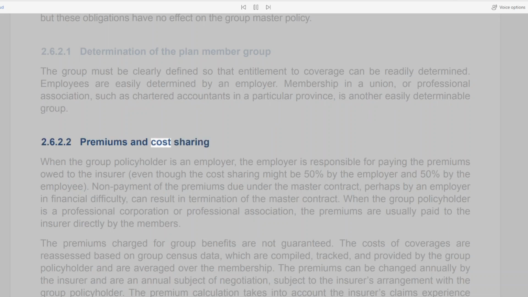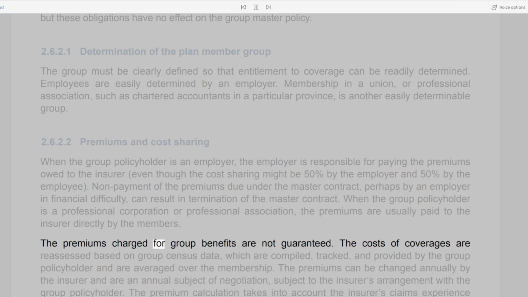2.6.2.2 Premiums and cost sharing. When the group policyholder is an employer, the employer is responsible for paying the premiums owed to the insurer, even though the cost sharing might be 50% by the employer and 50% by the employee. Non-payment of the premiums due under the master contract, perhaps by an employer in financial difficulty, can result in termination of the master contract. When the group policyholder is a professional corporation or professional association, the premiums are usually paid to the insurer directly by the members.